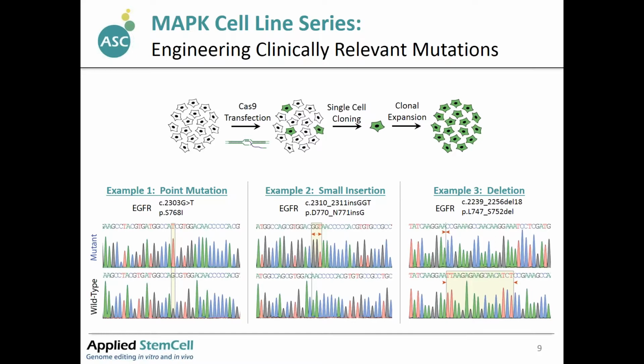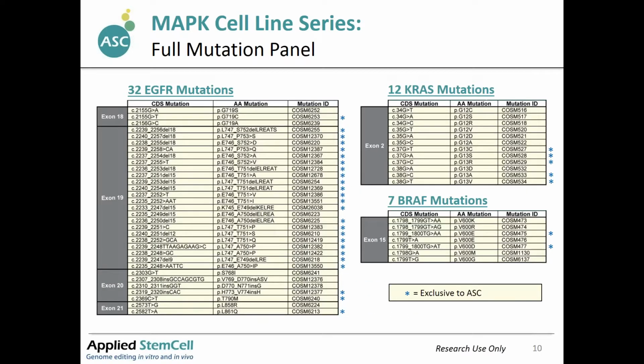We've engineered a number of different mutations, as I mentioned, using this platform. We've engineered a total of 51 mutations in the MAPK pathway. This features 32 mutations in EGFR, which includes 3 mutations in exon 18, 22 mutations in exon 19, 5 mutations in exon 20, and 2 mutations in exon 21. We also feature a number of mutations in KRAS, in which we focus on mutations in codons 12 and 13, which are particularly a hotspot for mutations in the KRAS gene.